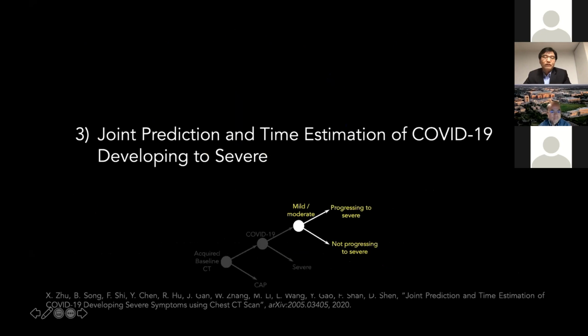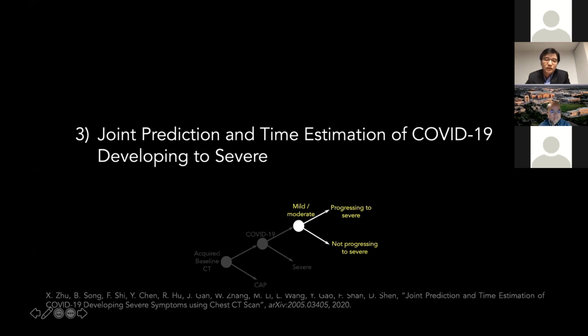So after I discuss the technique for the first two applications, then I'm going to talk about the third application. For example, in this case, you found this subject with a mild COVID-19. Then the question you want to ask is whether this mild case will convert to severe after some days. And of course, you want to estimate how many days.